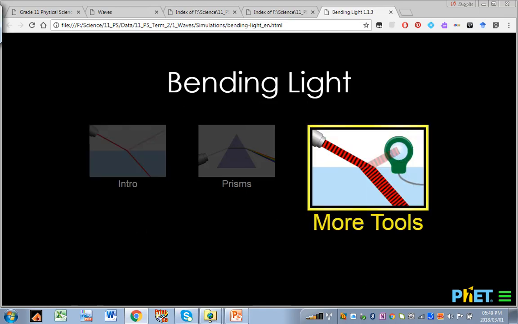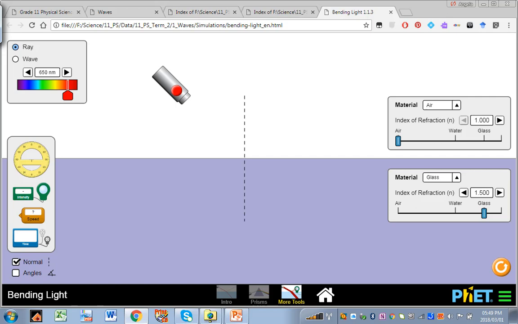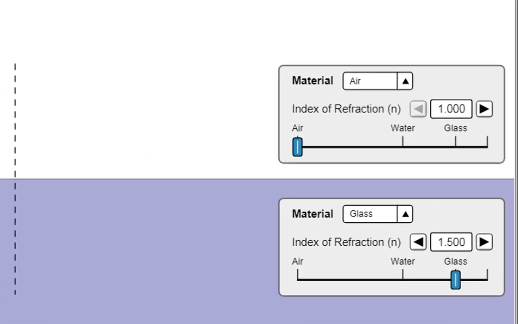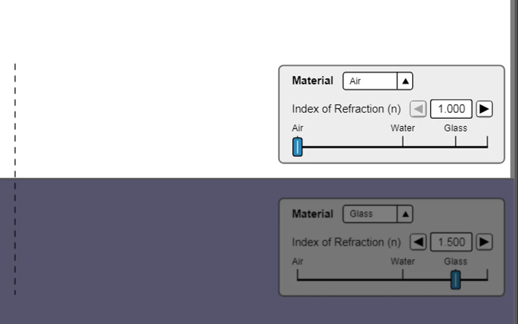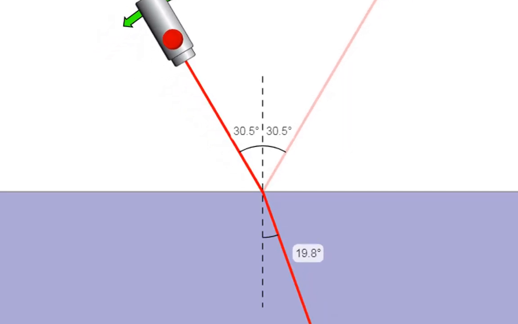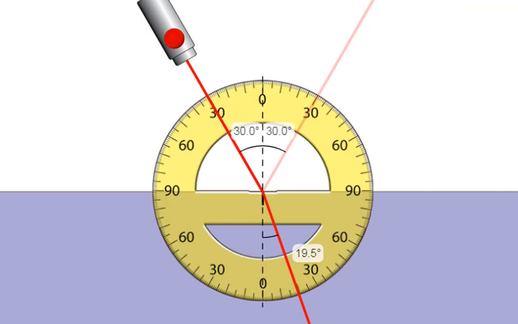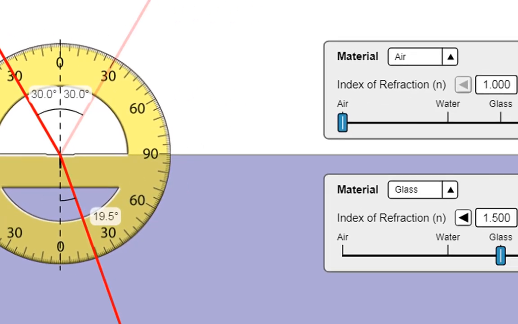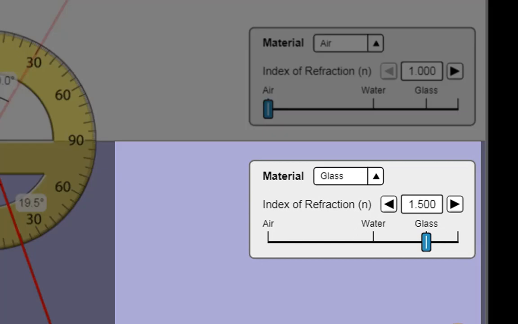I open more tools. Now remember, in all cases, we're going to control the incident medium as air. Another thing we're going to control is the angle of incidence, and we've decided that to be 30 degrees. We put on our light, we show our angles, and we get 30 degrees as our angle of incidence. We don't need to put a protractor in, but let's do it anyway, and we make sure that we position it correctly like that. Remember, the thing that we are varying in this investigation is the material of the medium into which the light goes, the refracting medium.